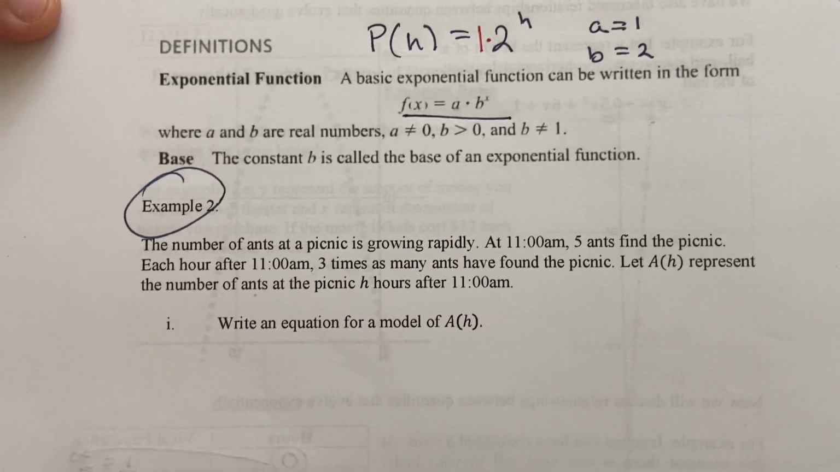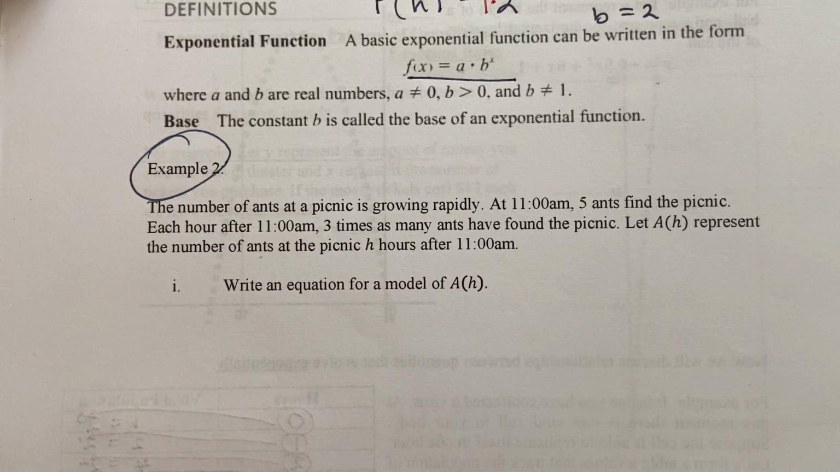Okay, let's see another example. So it says the number of ants at a picnic is growing rapidly. At 11 a.m., 5 ants find the picnic. Each hour after 11 a.m., 3 times as many ants have found the picnic. Let A of H represent the number of ants at the picnic H hours after 11 a.m. It says write an equation for a model of A of H.